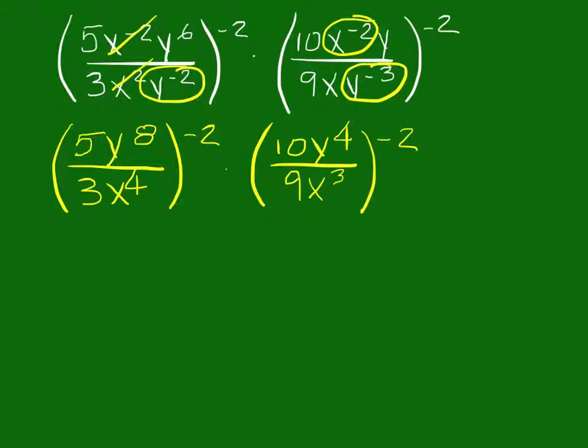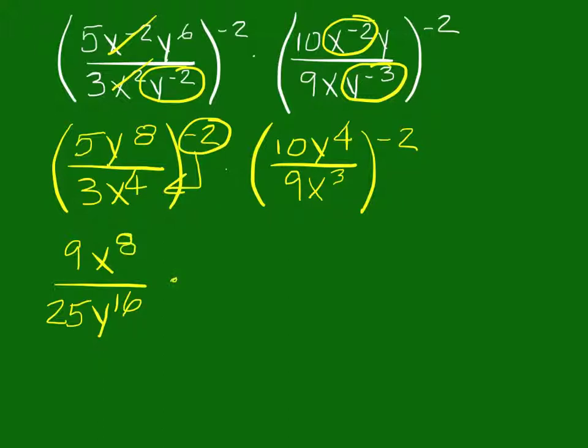Now we can go back and distribute the negative 2 exponents on each. And if you apply that to the top, you would end up with a 25 y to the 16th on the bottom. And if you apply this to the bottom, you end up with a 9x to the 8th on the top. On the right side, you would have a 100 y to the 8th on the bottom and an 81 x to the 6th on the top.